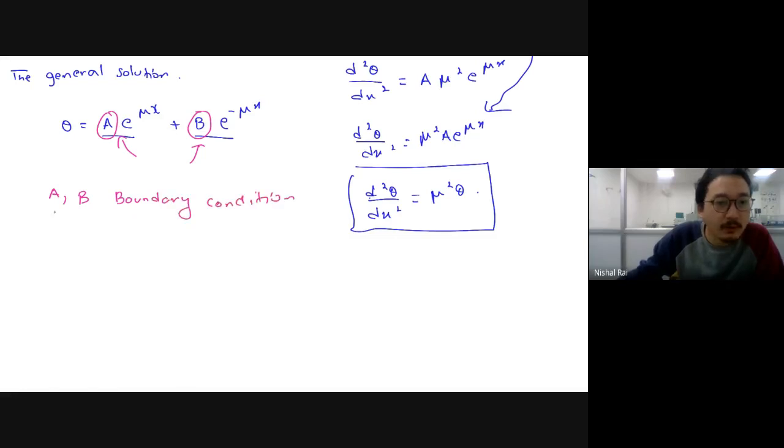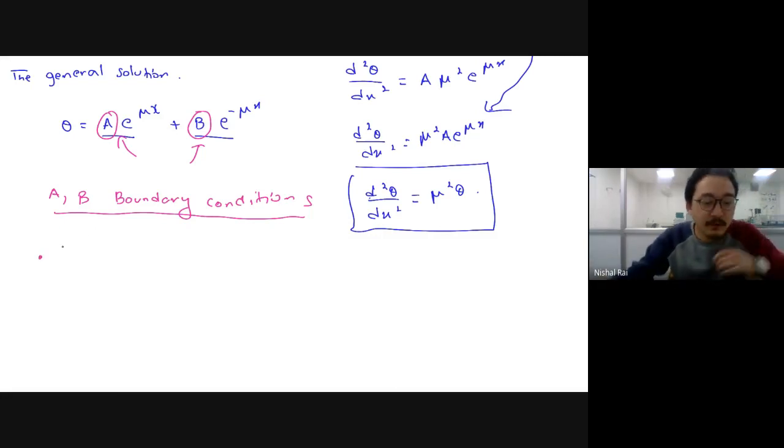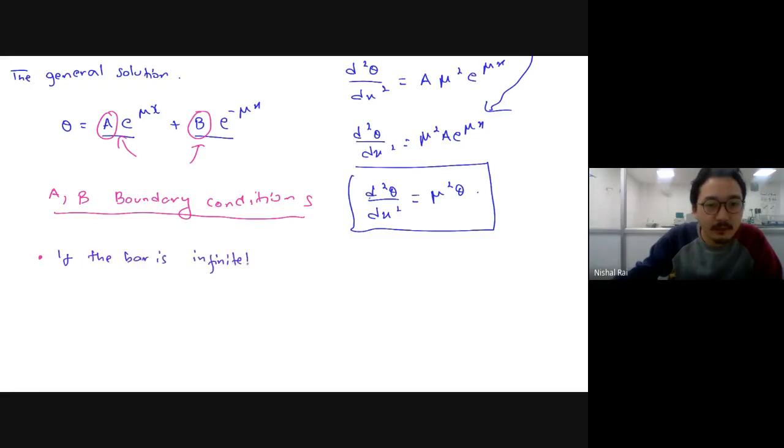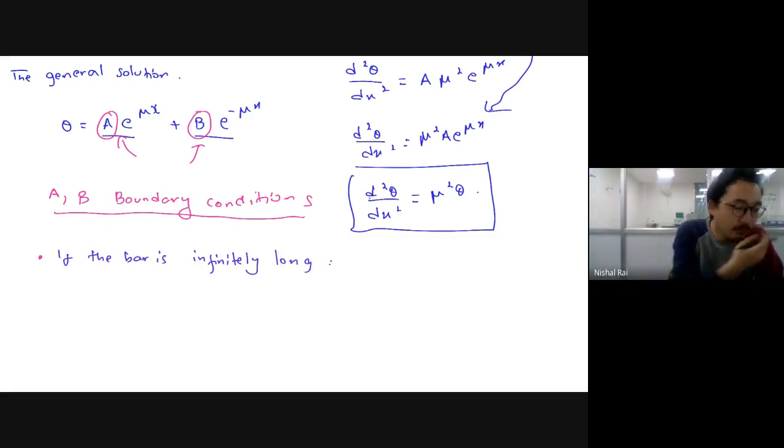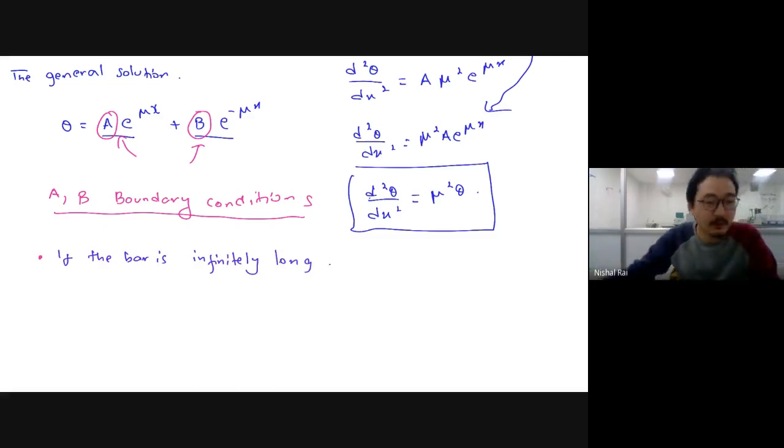Now how do we set up the boundary conditions? Suppose first, if the bar is infinitely long. Bar is infinitely long. If the bar is infinitely long, what can we write? For the temperature, theta is the temperature above the surroundings, then basically at x equal to 0, here theta will be at constant temperature.